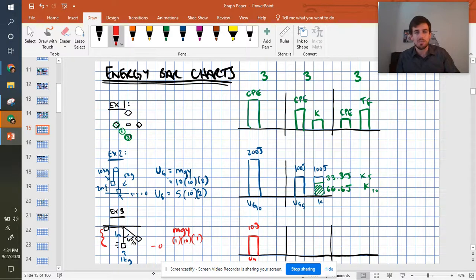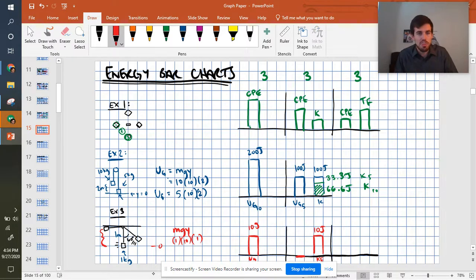When we get to this second moment here, it's now at zero gravitational potential. We've wiped out all our gravitational potential, which means now we have kinetic energy. So this is going to be our kinetic energy at this moment. And it still has to be 10 joules, because the energy that was gravitational turned into kinetic.